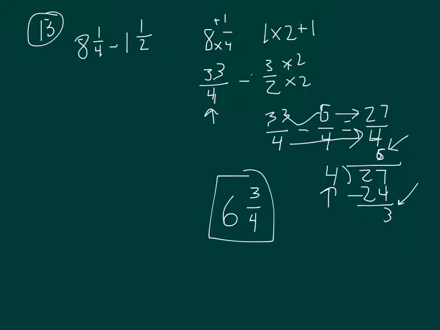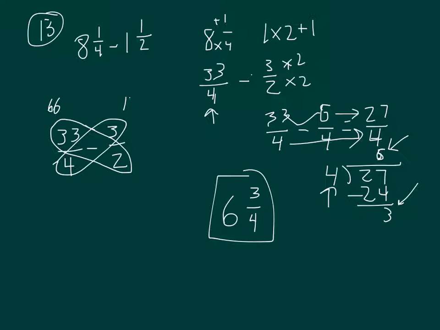Another way would be to work with the butterfly method. Here we have 3 over 2. The butterfly method says you multiply the diagonals. 2 times 33 gives me 66. 4 times 3 is going to give me 12. You bring this operation up, and you end up multiplying the denominators. Notice how that makes this kind of look like a butterfly, which is why they call this the butterfly method.